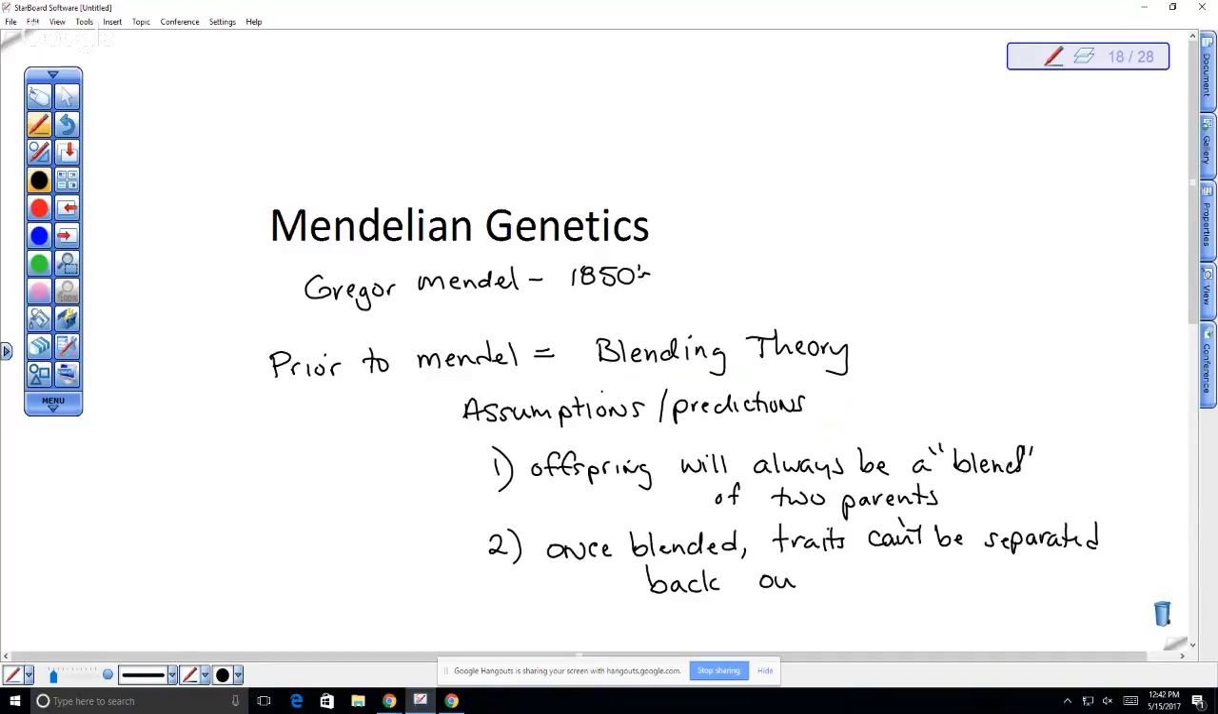Now, this poses a big problem if you think about it, because what's going to happen is you're going to lose all variation, right? So if you blend a trait, like if you get red hair and brown hair, and you get an amber or auburn colored hair, then pretty soon there's not going to be any red hair and brown hair people, because you're always going to have intermediates, right? They're going to blend together and there's no separating them back out, right? So this does not explain variation.